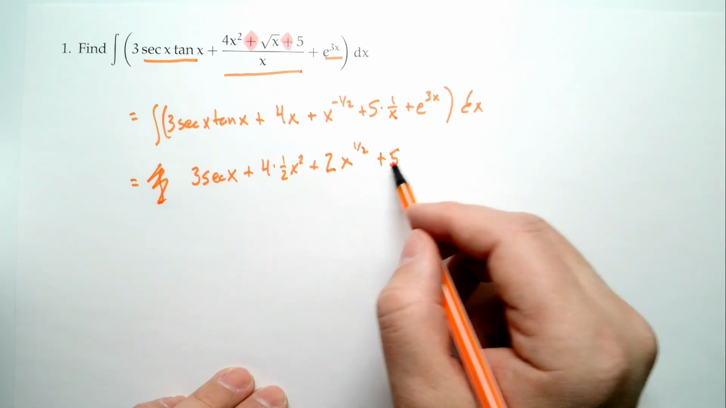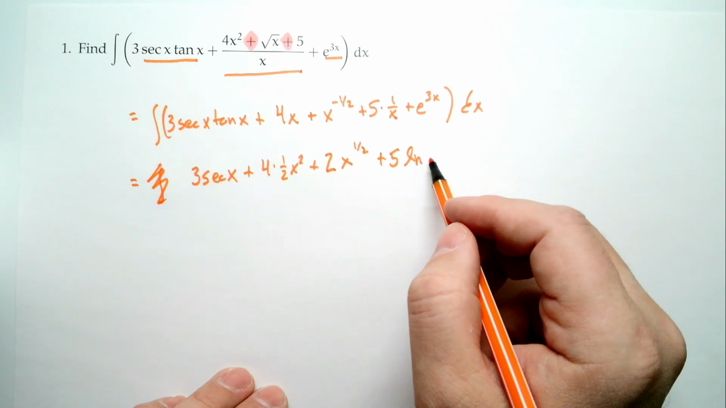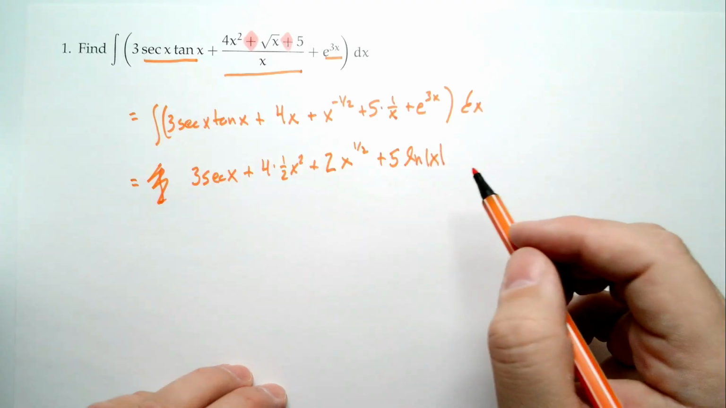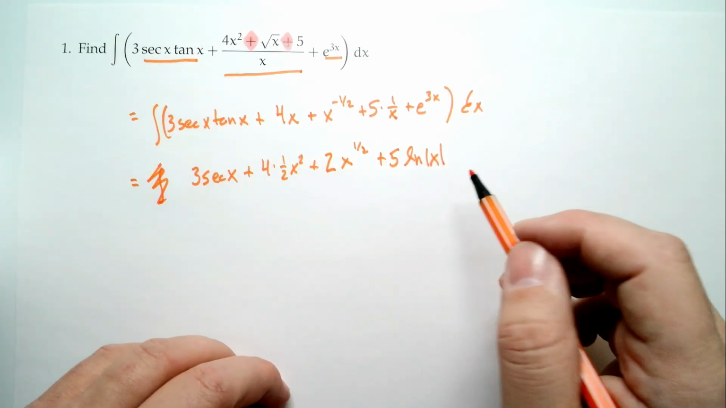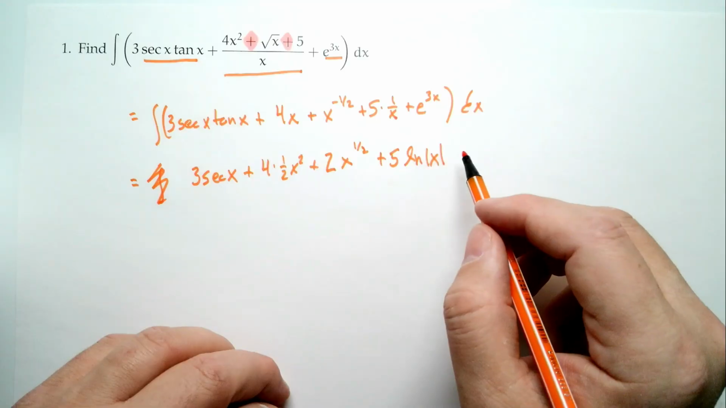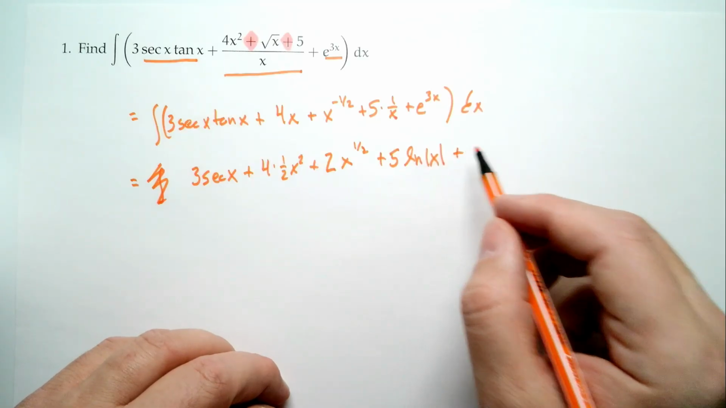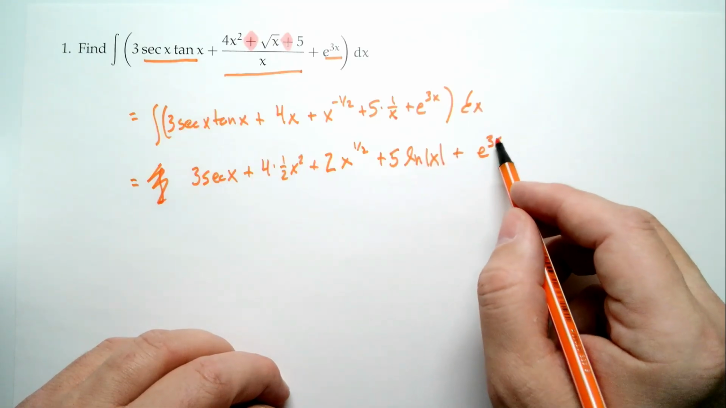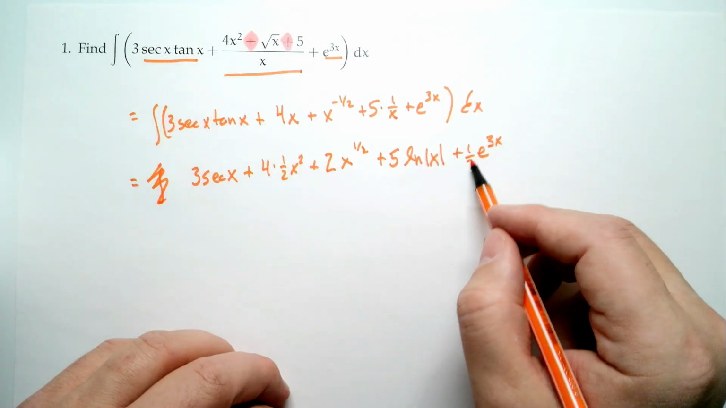1 over x, it's on our list. It's a really special case, log x. Normally we don't test that you put absolute values, but technically you should. And then the integral of e to the 3x, well, that's e to the 3x, and then you compensate for the 3 by dividing by 3.